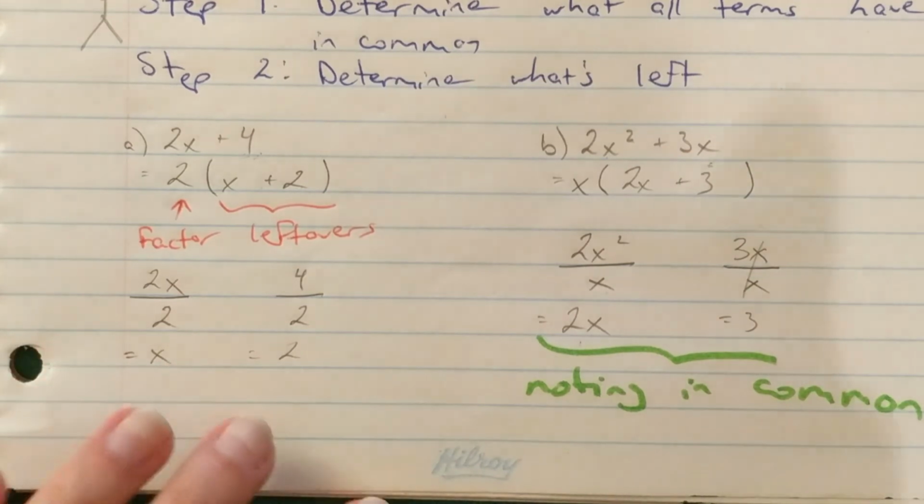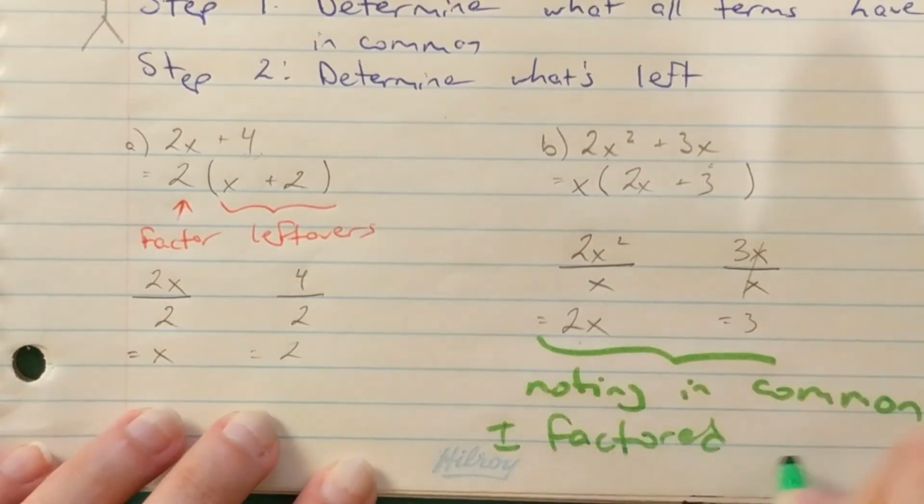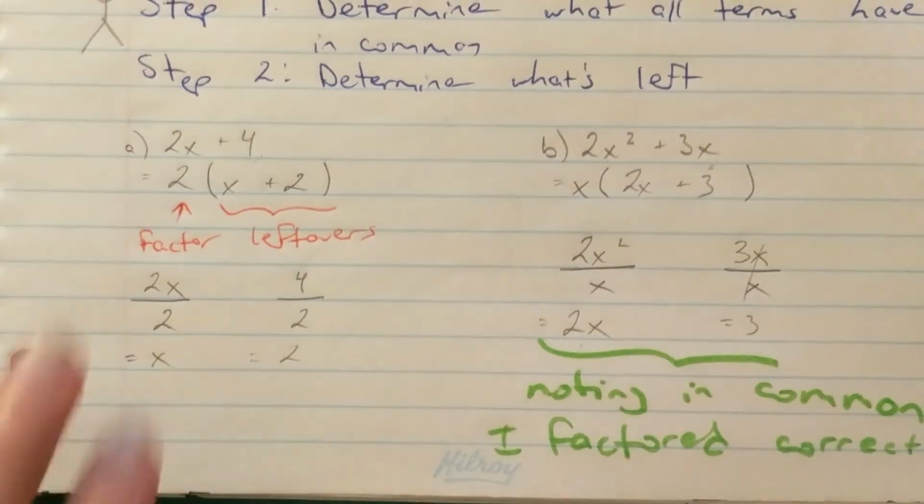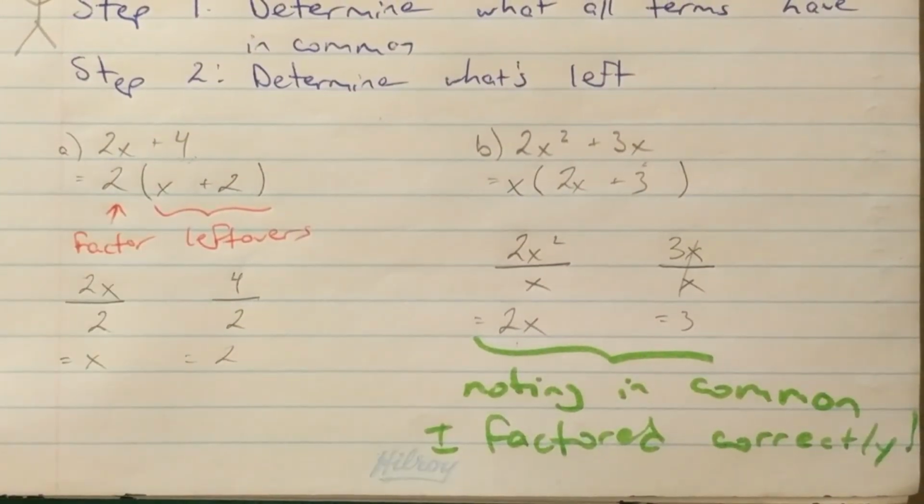Therefore, I have factored correctly. If you find that there is something they have in common that you can factor a second time, that means the first time you did not do it correctly, you did not factor out enough, and you should double check what you were working on. Let's do a few more examples.